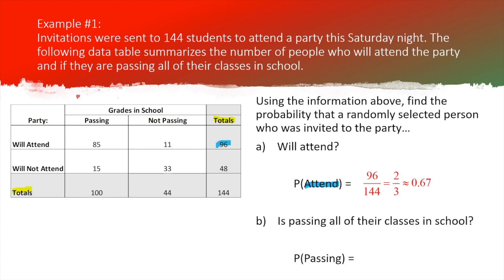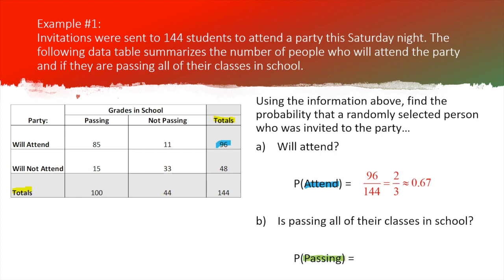And then part B is, what is the probability that we reach into the box? We put that other person back, assuming we're starting over on all these problems. So put all the people back in the box, 144 people back in the box, shake up the box, reach in, pick out one student. What is the probability that that one student is passing all of their classes?